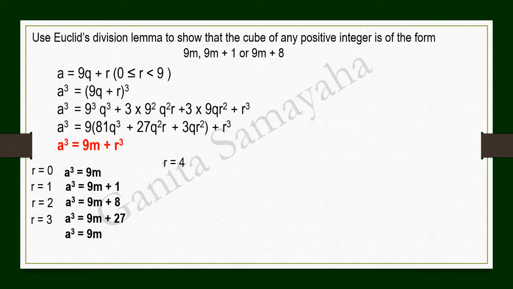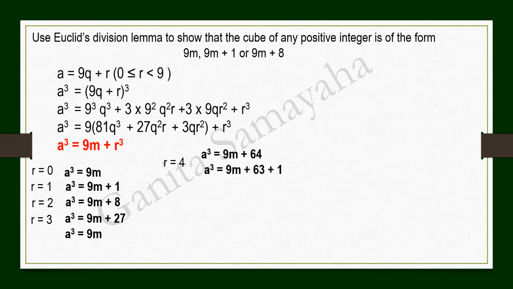Next, when r is equal to 4, let us see what happens. A cube will be equal to 9m plus 4 cube. 4 cube is nothing but 64. 4 into 4 into 4 is 64. So the 64 seems very odd. We want 9m plus 1 or plus 8. Isn't it children? So do a little of jugglery with 64. We know that 64 is 63 plus 1. Why 63 we have chosen? Yes, 63 is divisible by 9. That's the highest multiple of 9 within 64. So a cube is equal to 9m plus 63 plus 1.